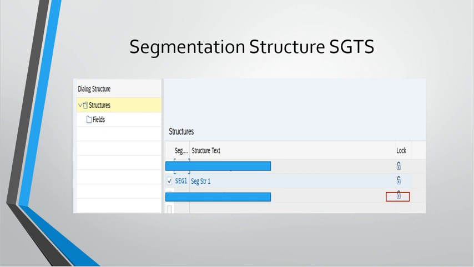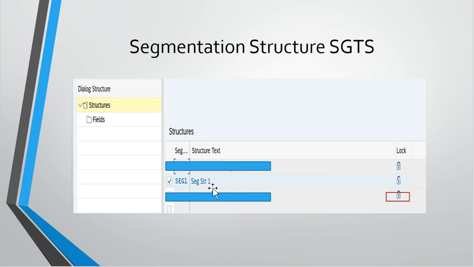Okay, so after that was the first part, where you will be defining your characteristics, and in another part, this is also important. After defining your characteristics and your values, the next part is defining the structure of your segmentation. So here I have defined the segmentation structure, for example SEG1.